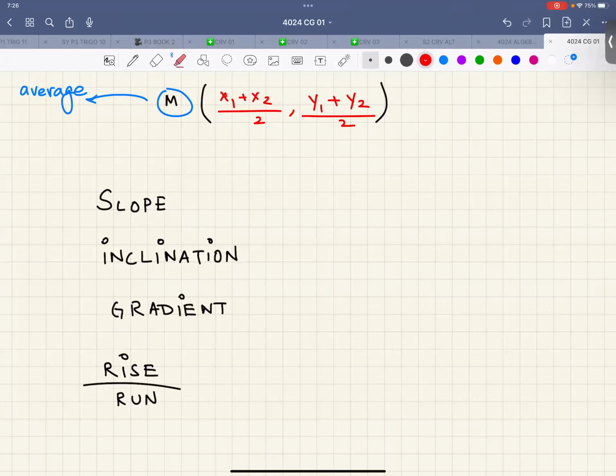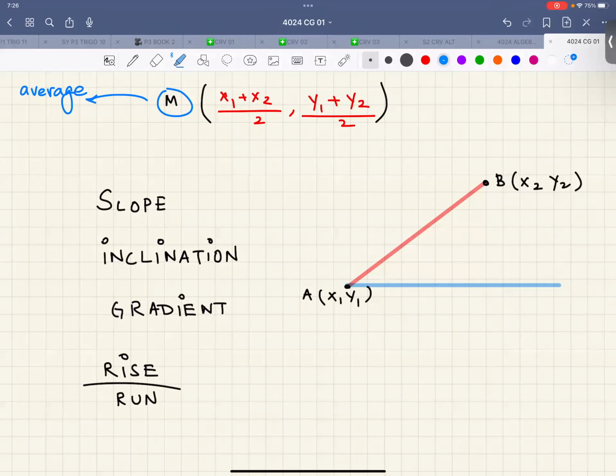Now, let me draw this line again. Now, this point is x1 and y1. This point is x2 and y2. And let me draw a horizontal blue line like this. Let me draw a vertical green line like this. Let me erase this extra stuff from here. And this base, this is height.